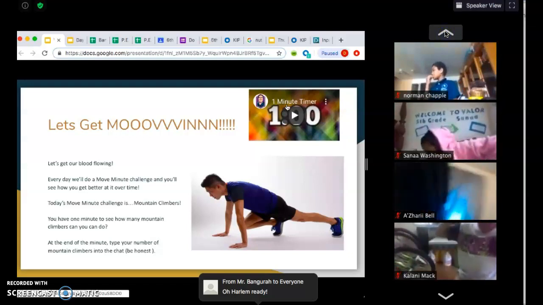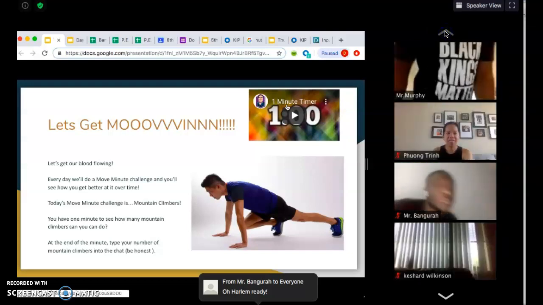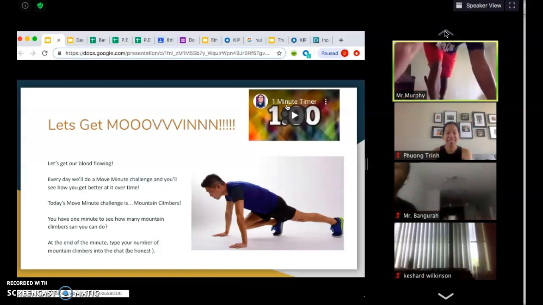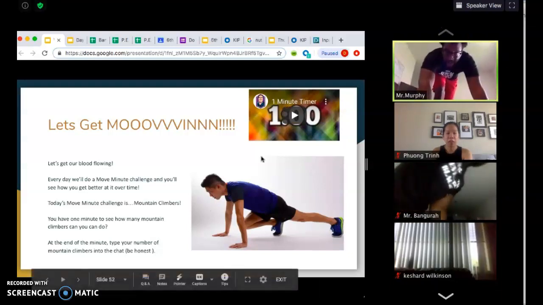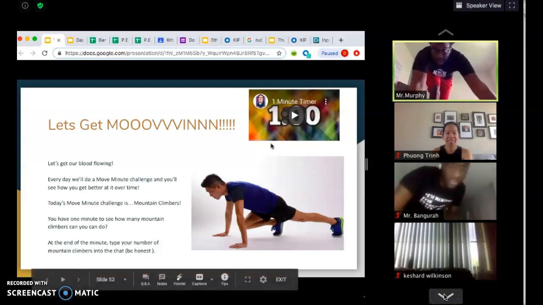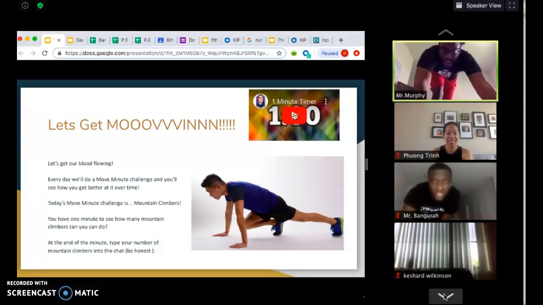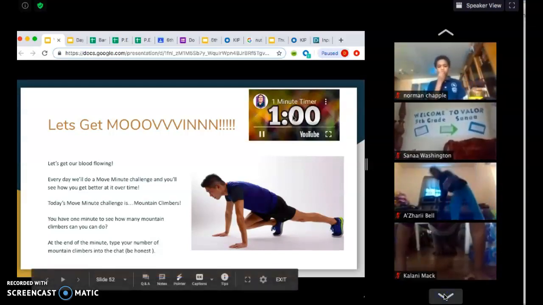Let's get it popping, y'all. Mr. Murphy's with y'all the whole way, because there's no slacking in 5th grade. Please turn your screen on gallery view and make sure everybody is participating. Here we go. Mountain climbers for 1 minute. Ready? Go.